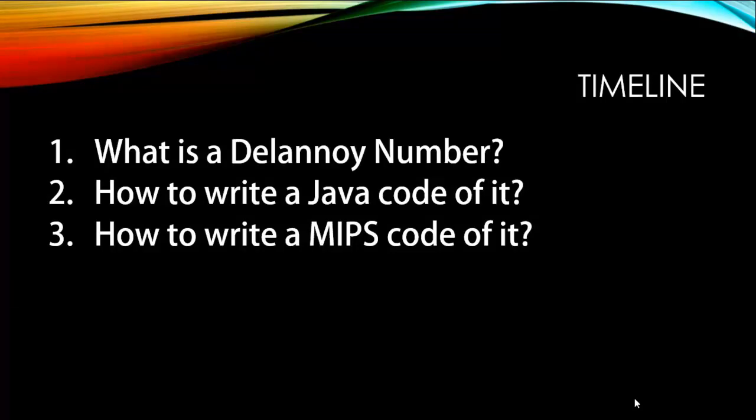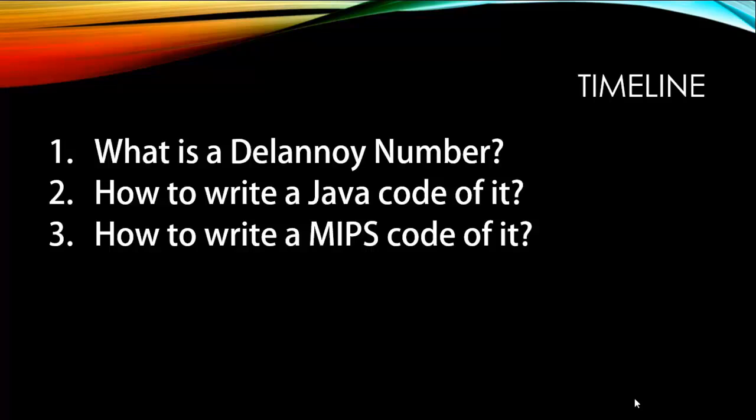We're going to then write a Java code for it. Actually it's written, I'm just going to show you the code just to save time. And also after that, in the third segment, we're going to see how to write a MIPS code of it. But once again, the code is written. I'll just explain how I wrote that and the concept of it, the procedure, the mechanism of the code.